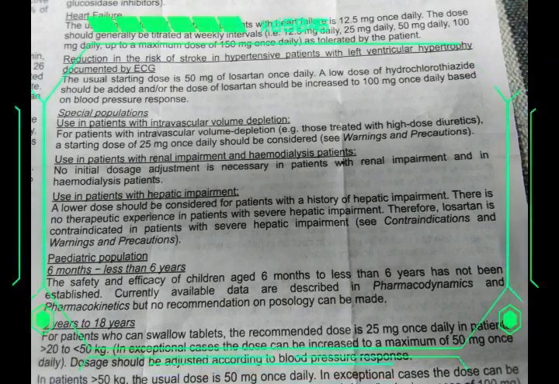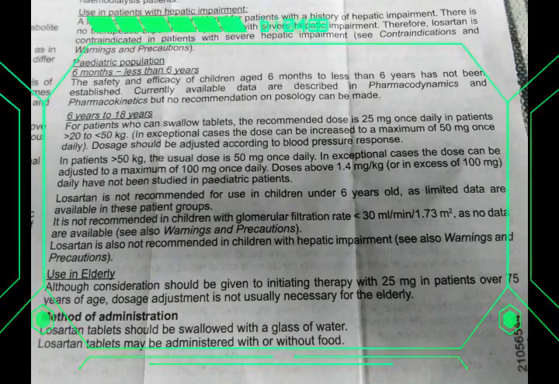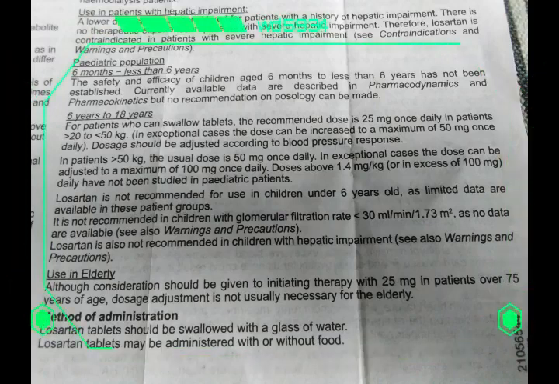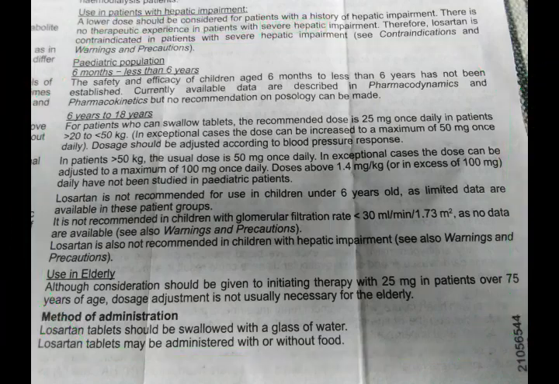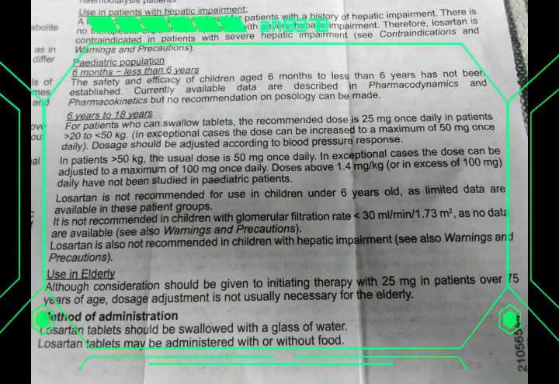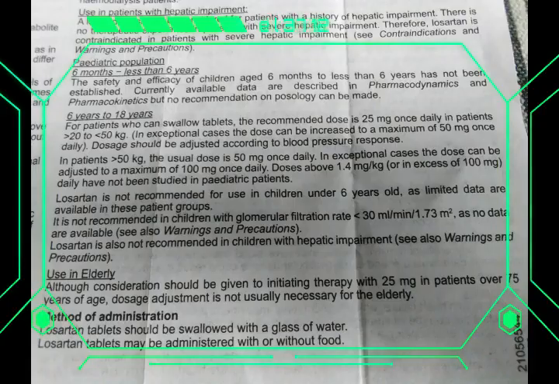Compared to patients with normal renal function, the AUC for losartan is about 2 times higher in hemodialysis patients. The plasma concentrations of the active metabolite are not altered in patients with renal impairment or in hemodialysis patients. Neither losartan nor the active metabolite can be removed by hemodialysis.